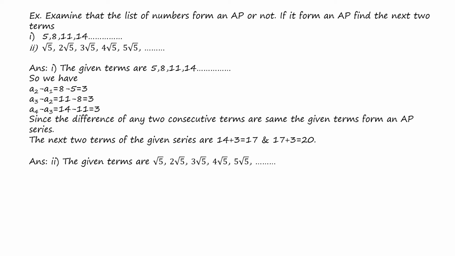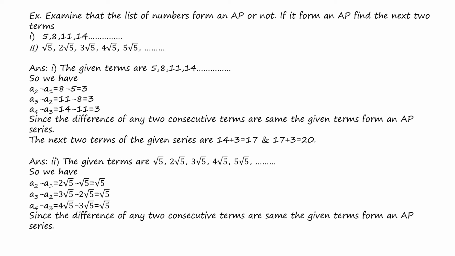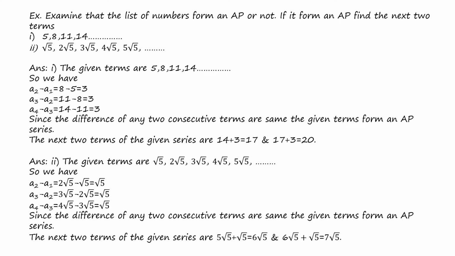The given terms are root 5, 2 root 5, 3 root 5, 4 root 5, 5 root 5. Let's see whether we are getting the same common difference. Here a2 minus a1 is root 5, a3 minus a2 is also root 5, a4 minus a3 is also root 5. Since the difference of any two consecutive terms is the same, the given terms form an AP. So we can find the next two numbers. The next two numbers are 5 root 5 plus root 5 equals 6 root 5, and 6 root 5 plus root 5 equals 7 root 5.